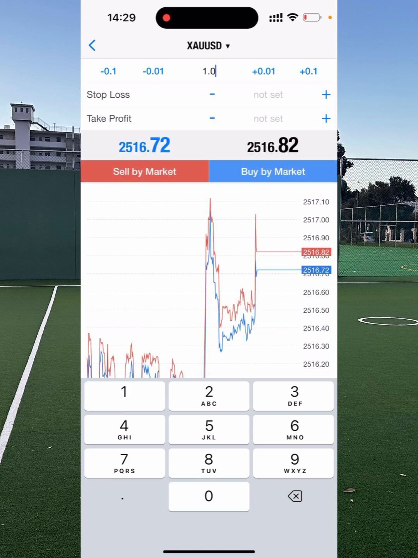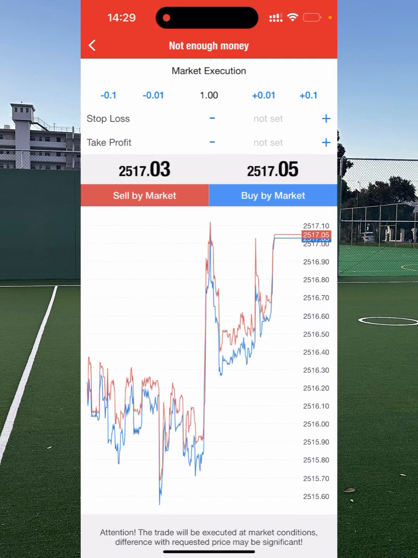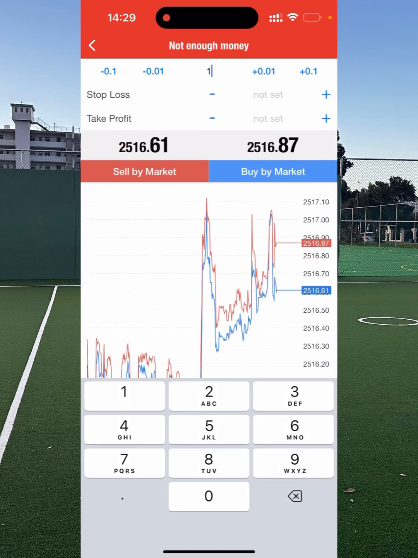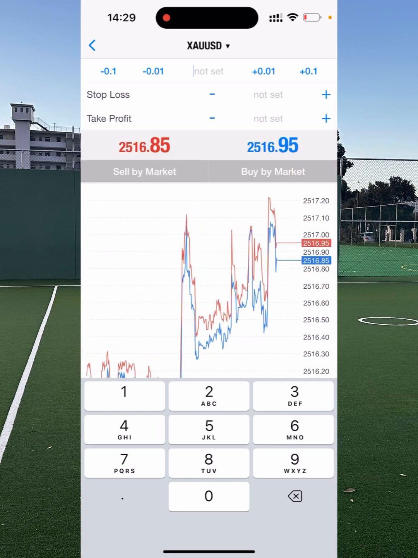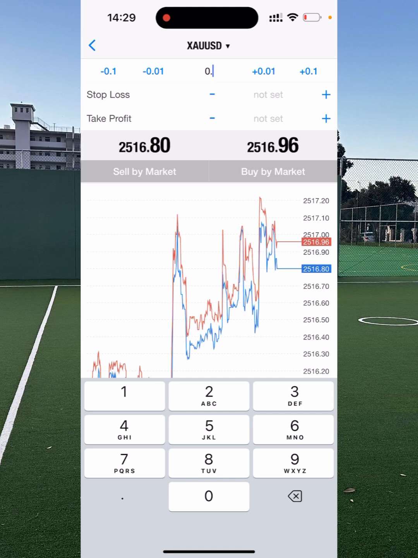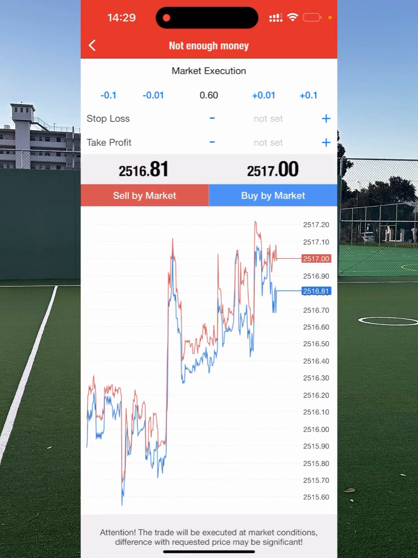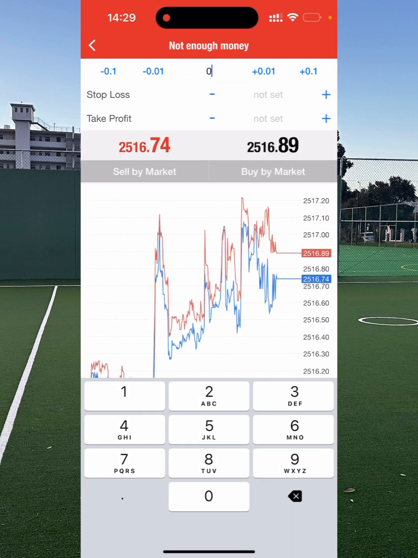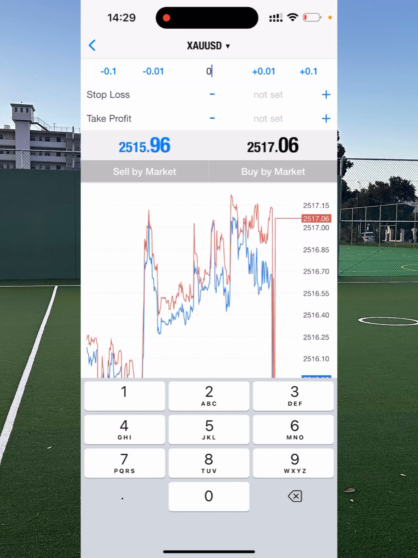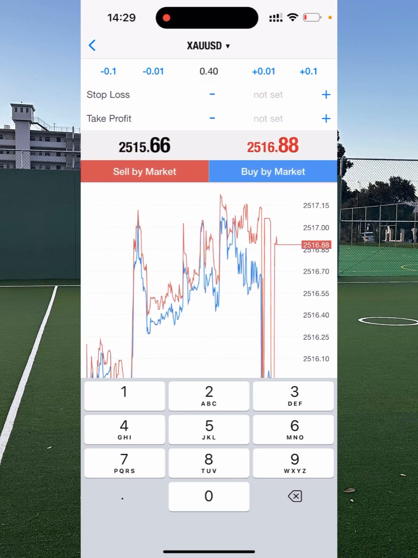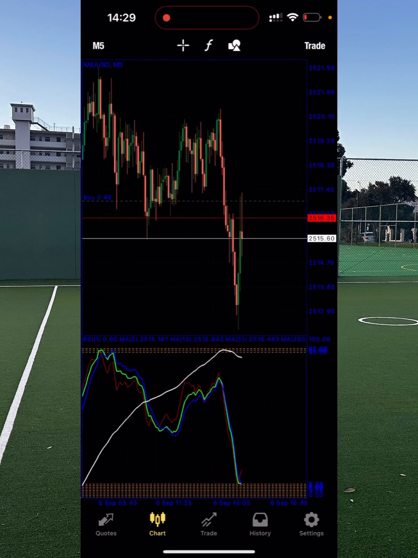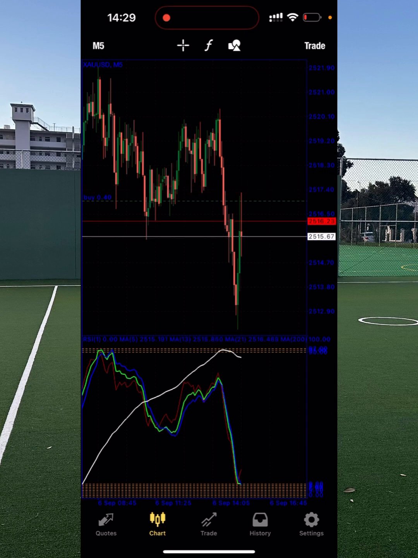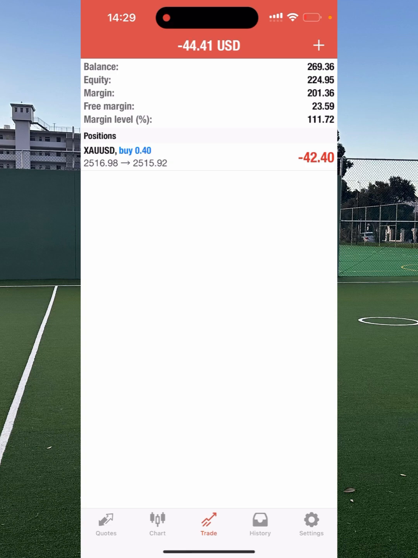1.0 buy. No way. Oh, 60, shit. 0.60 buy. Oh shit, no way. 0.40 buy. Yes, this one went up, guys. Let's see. Damn, I want to risk the account, guys. I'm risking this account. As you can see, I'm risking this account, guys.